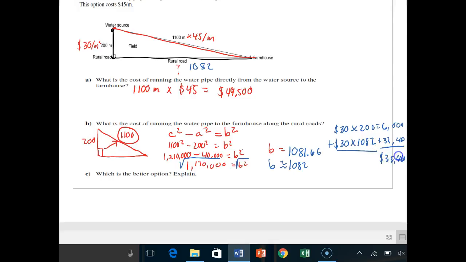So while it takes longer for him to get the water on these rural roads to his farmhouse, it's much cheaper, and I want you to explain that right there. That's the end of part 2.